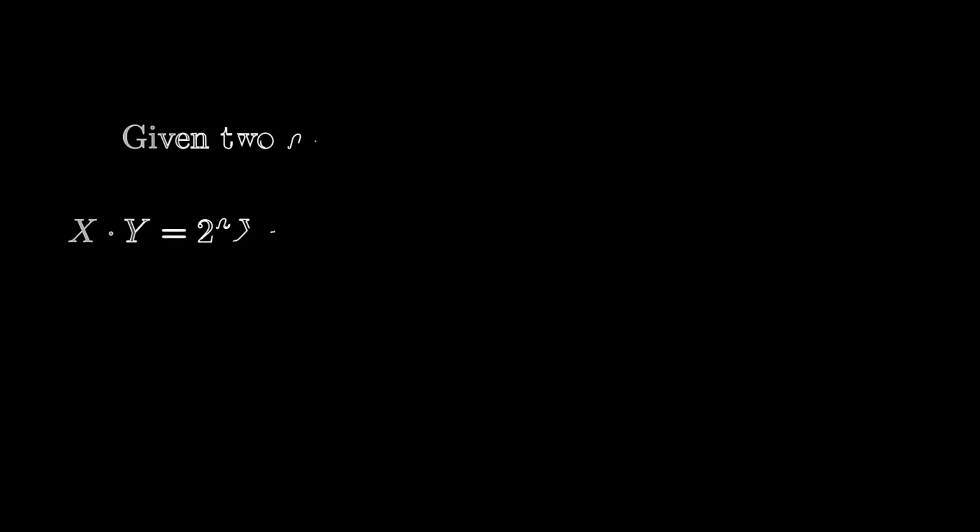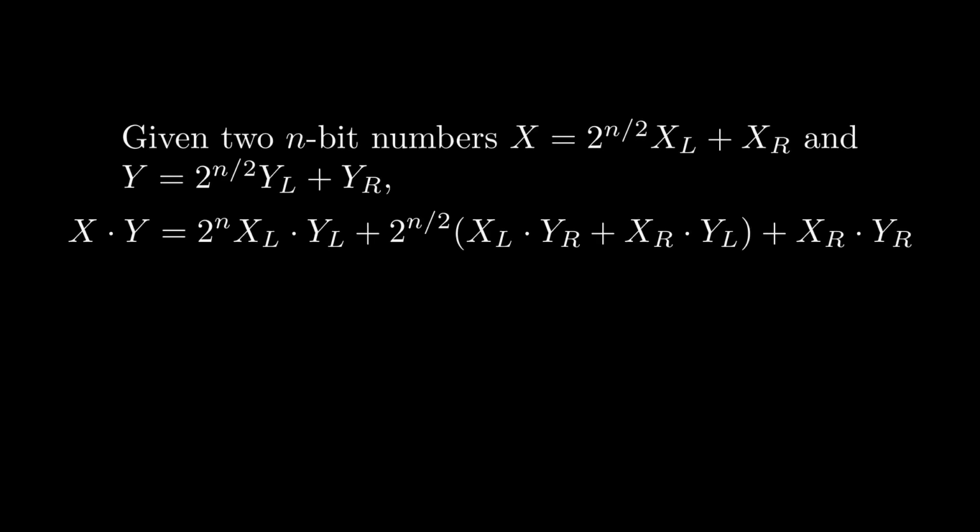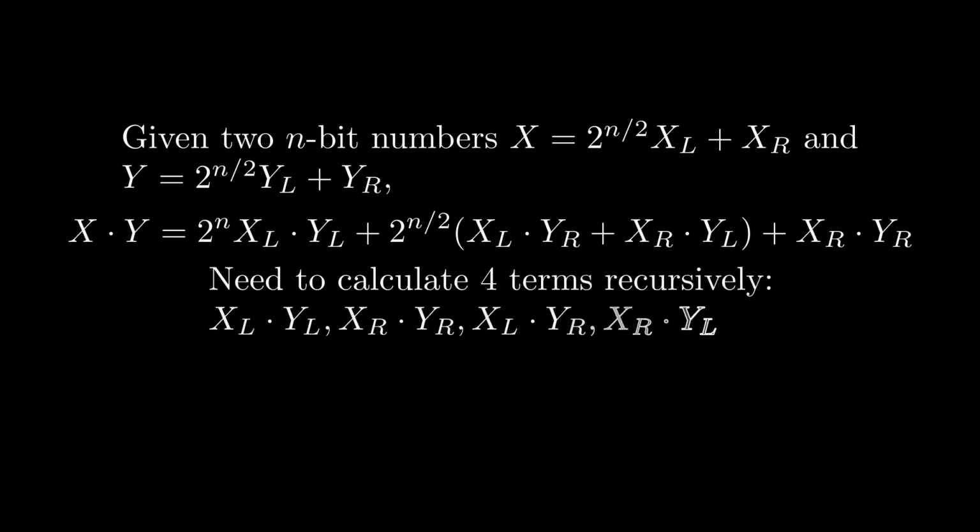Splitting each binary number into n over 2 bit left and right components, we have that x equals 2 to the n over 2 xl plus xr, and y equals 2 to the n over 2 yl plus yr. Multiplying these numbers together gives us x times y equals 2 to the n xl times yl plus 2 to the n over 2 times xl times yr plus xr times yl plus xr times yr. Hence, we've split the original n-bit multiplication problem into 4 n over 2-bit problems.